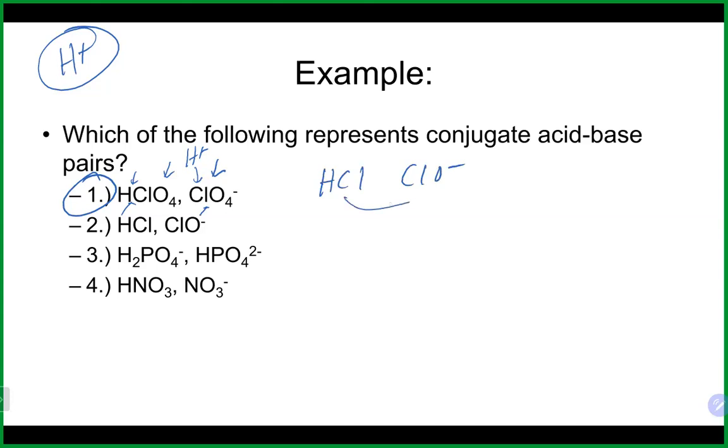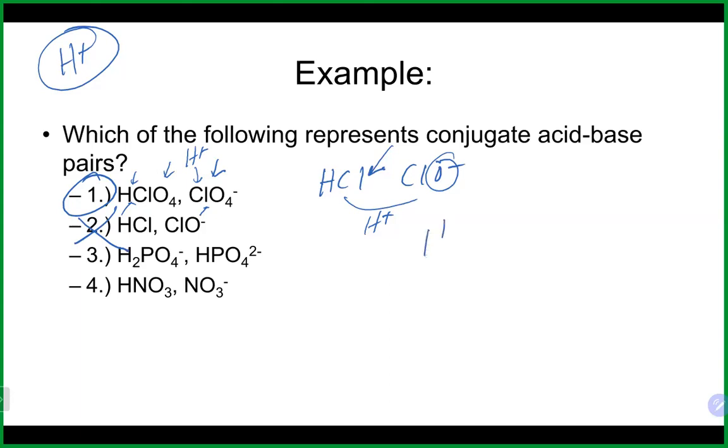The difference here is an H plus, right? But the other difference is there's an oxygen here, but none here, right? So because it's more than just an H plus difference, not a pair in this case, right? So the absolute only difference it could be is one H plus.